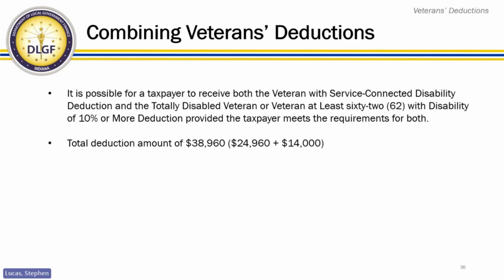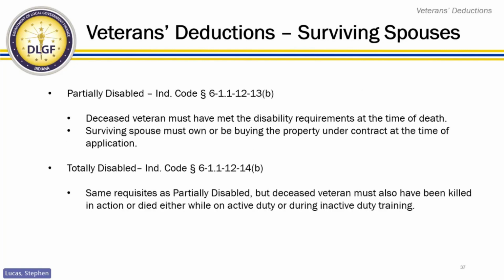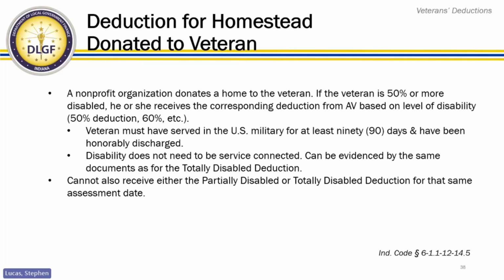Just a quick note that if a person qualifies for both of these deductions, they meet the separate requirements, they are allowed to receive both, and that total deduction amount is $38,960. There are allowances for surviving spouses that I will skip over because I want to make sure we have enough time.